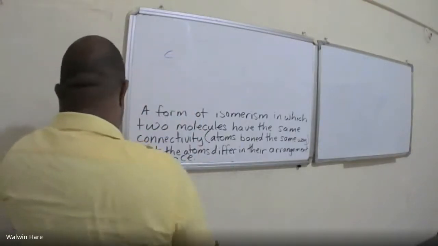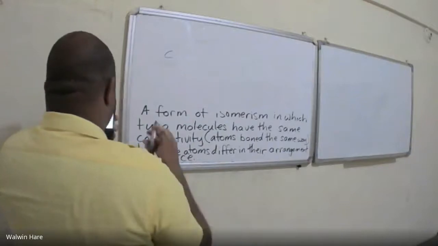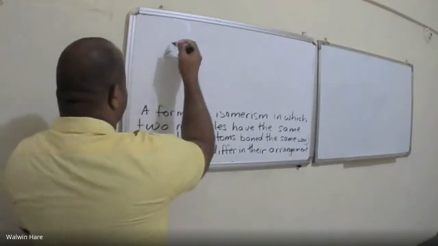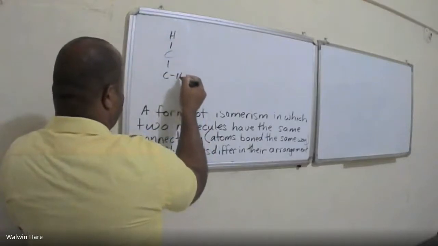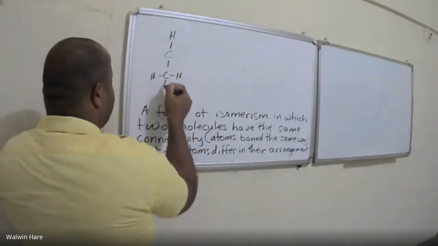How do we get optical isomers? Optical isomers are what of each other? Jonah? Long time. Is it that they are mirror images? That is correct.